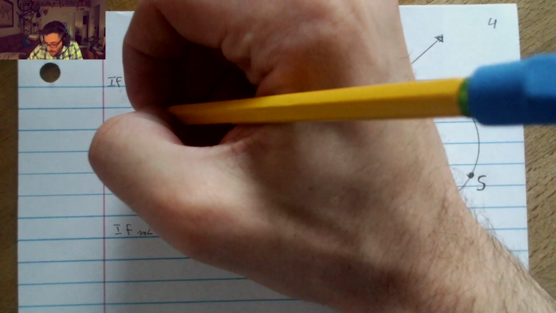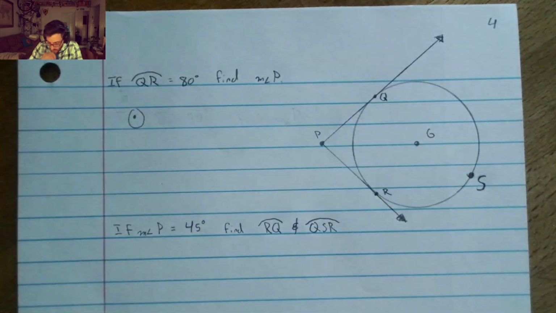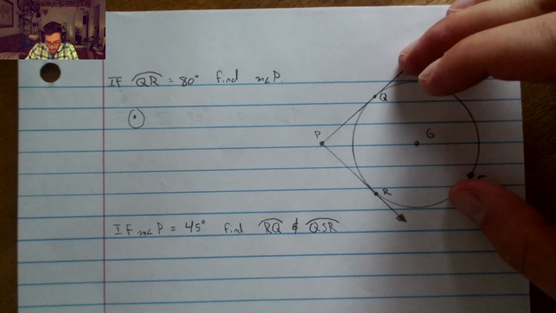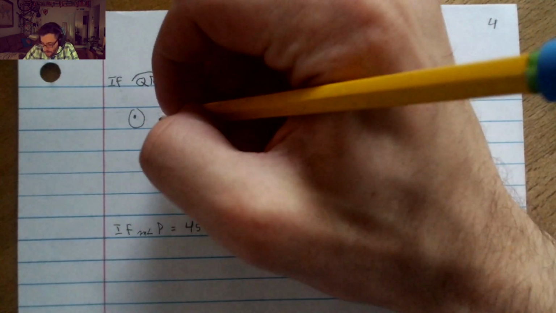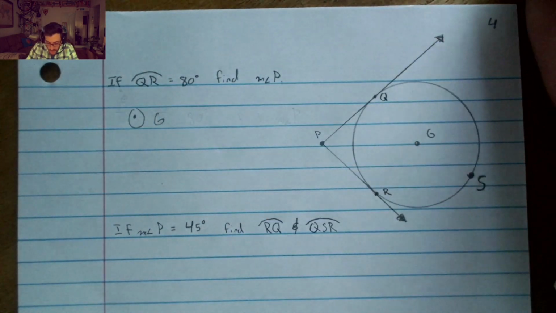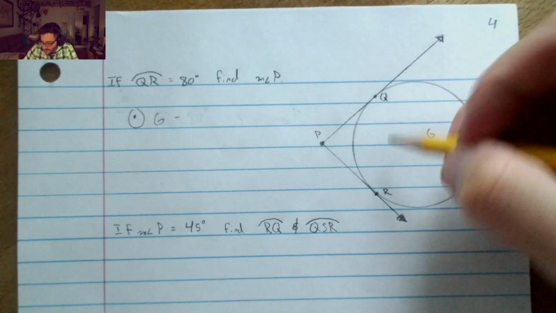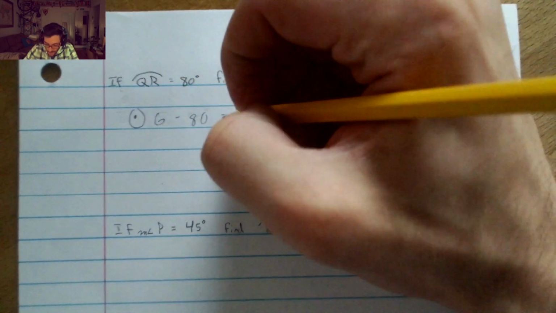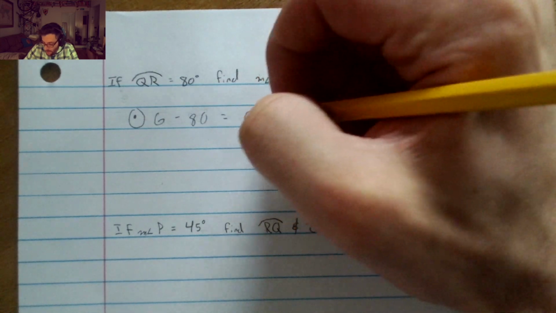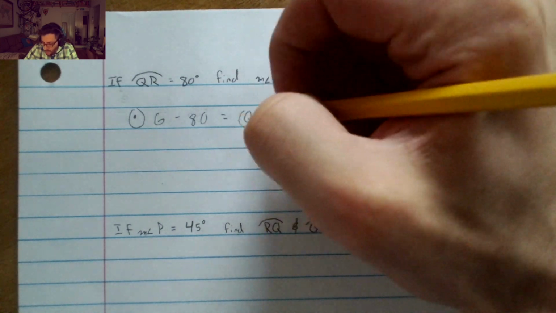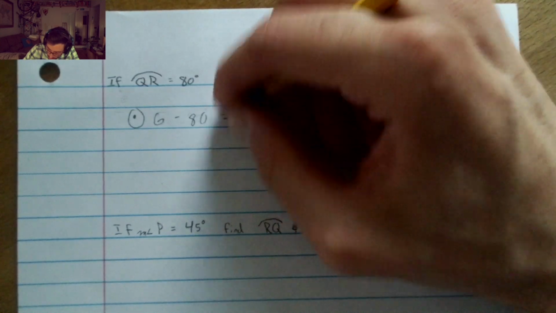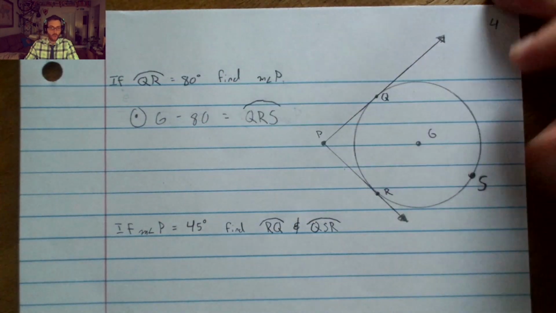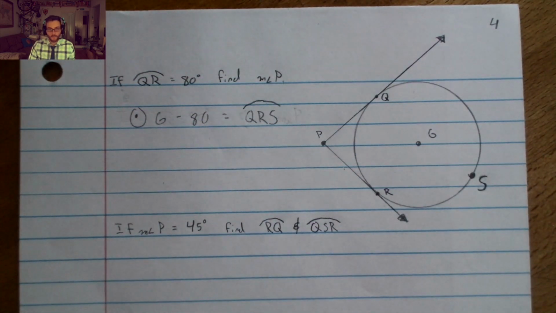The way that we would go about solving here is we want to take circle G, which is theoretically 360 degrees in measure. We're going to subtract QR, which is 80, and that's going to give us the value of arc QRS. That way we can set up that original equation that we're trying to work with.